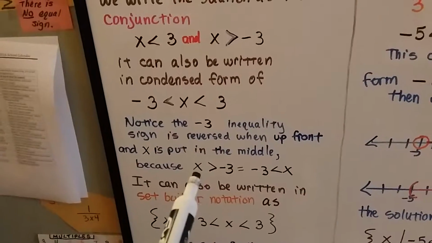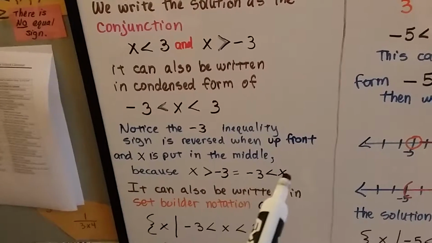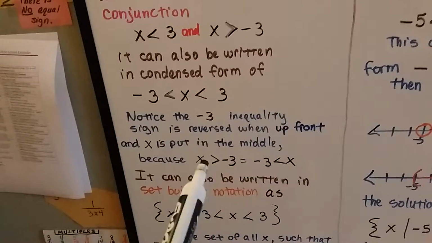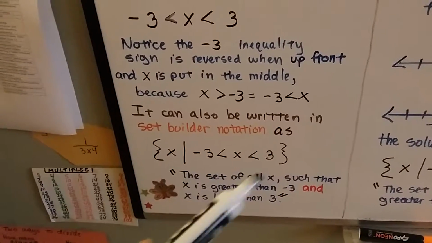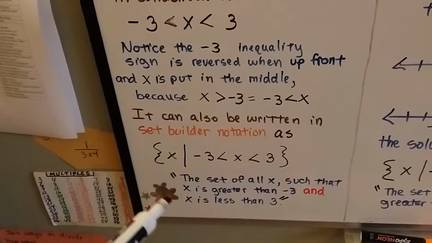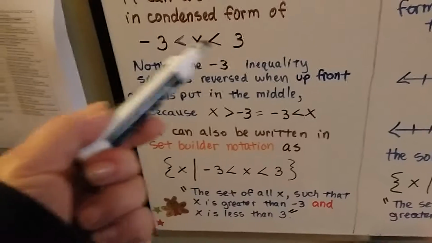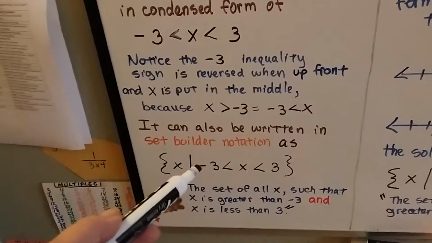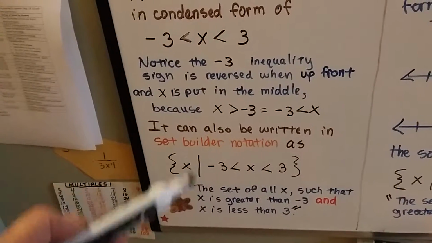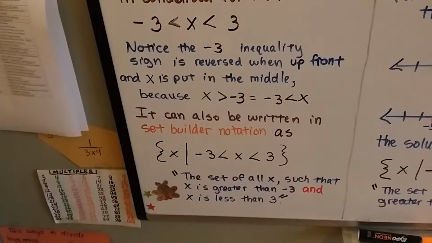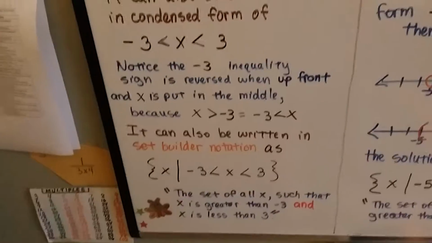So the sign was reversed in order to write it in this condensed form, okay? It means the same thing whether x is greater than negative 3 or negative 3 is less than x. It's the same thing. They equal each other, okay? We can also write this in set builder notation with our set braces and our such that bar. We could write it with the variable x and then write it as we did here in the condensed form right after that such that bar. See that? It's the same thing. The only difference is the set braces, the x, and that such that bar. And we'd read this as the set of all x such that x is greater than negative 3 and x is less than 3. All right?